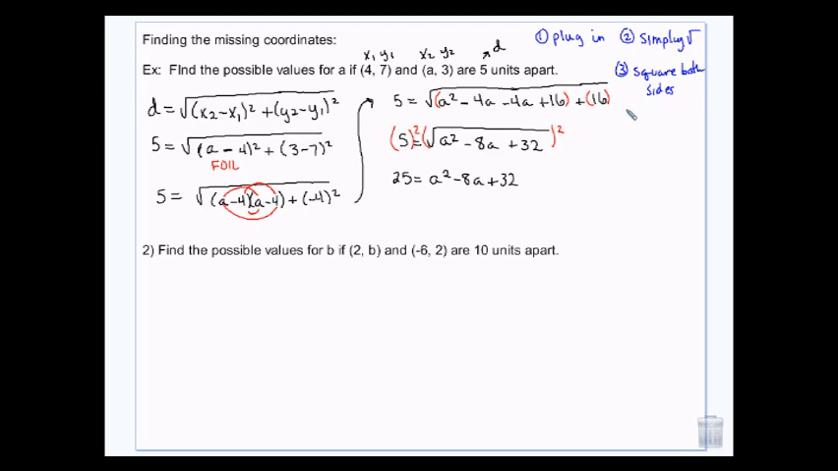Then I need to set equal to 0 and solve. So I'm going to subtract 25 from both sides. So basically at that point I have a squared minus 8a, 32 minus 25 is 7 equals 0. Now we can solve this a couple different ways. I can either complete the square, I could factor it, or I could use the quadratic equation.